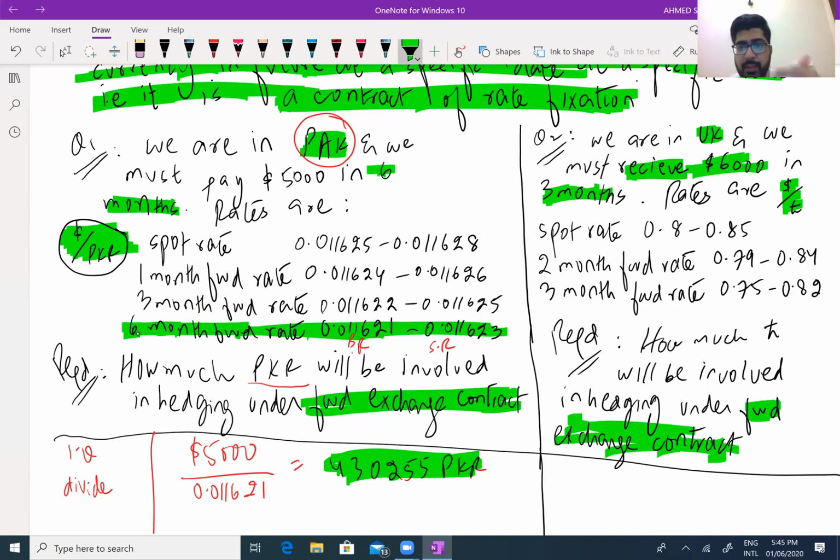You are in the UK. You will receive $6,000. Is there any risk? Yes, the rates may go down. So you need to hedge it. How many pounds will be involved in hedging under a forward exchange contract? So if it is a forward exchange contract, apply 3 steps. The first step, relevant row. Since you will be receiving $6,000 in 3 months, only highlight the 3-month row.